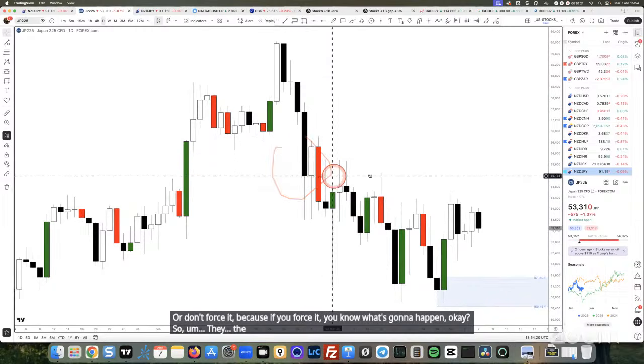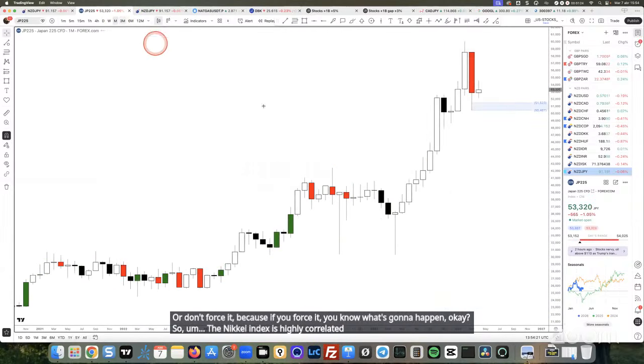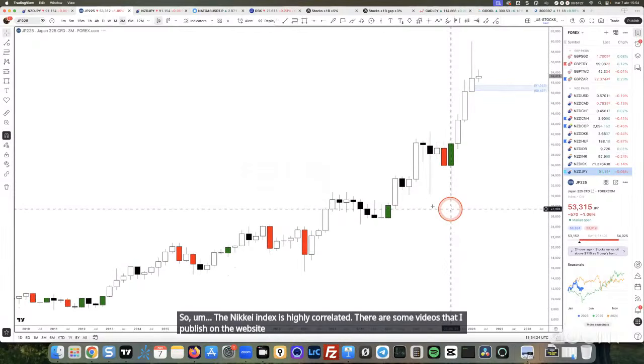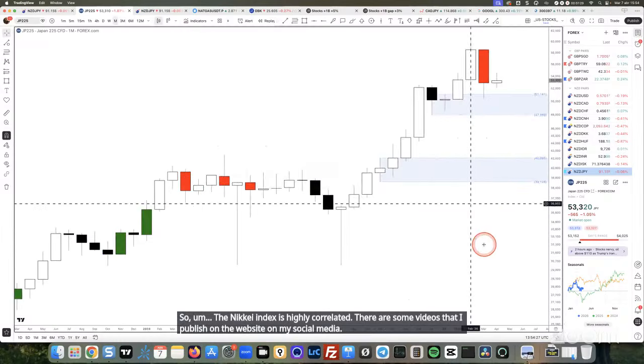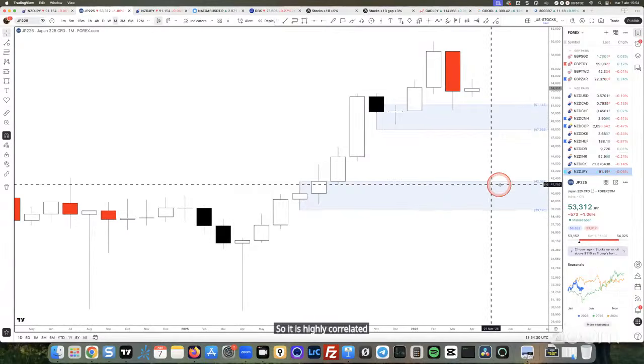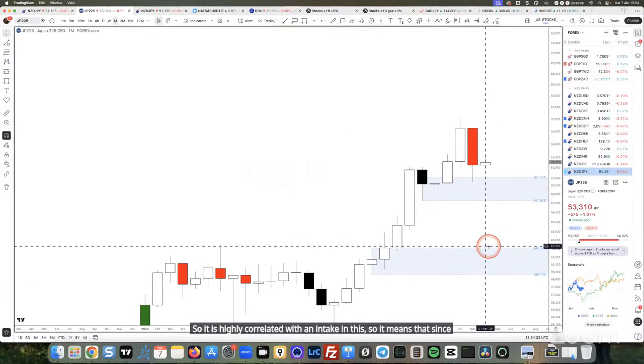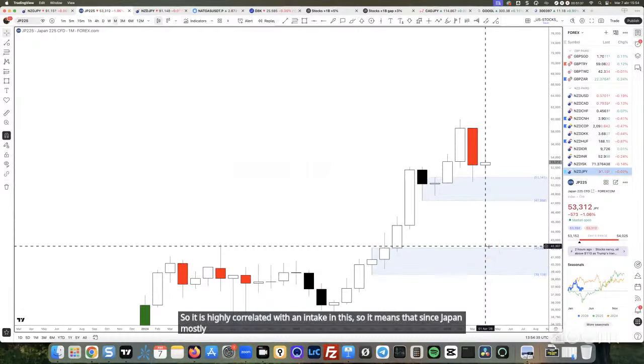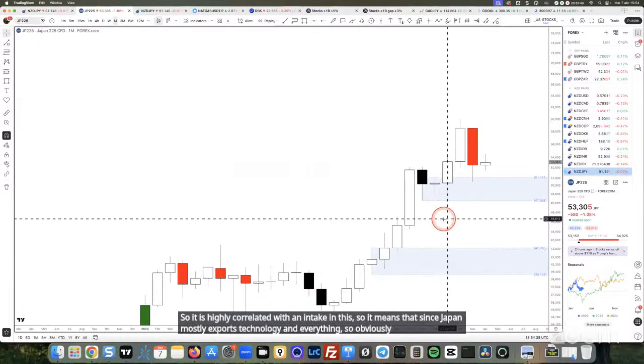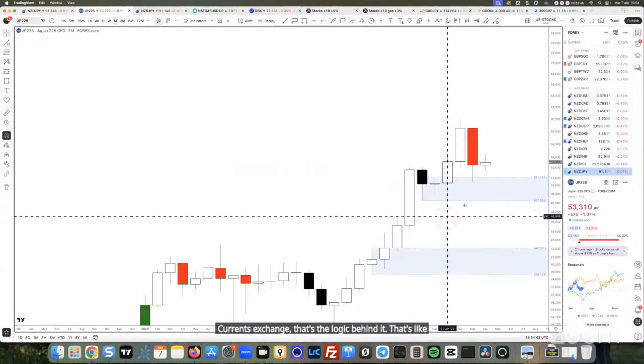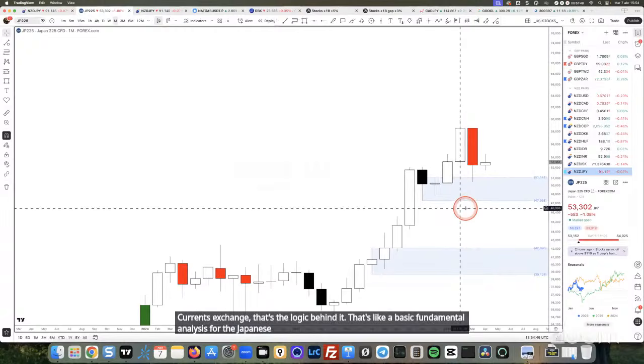The Nikkei index is highly correlated, and there are some videos I publish on the website, on my social media. So it is highly correlated with the Nikkei index. Since Japan mostly exports technology and everything, obviously they depend on currency exchange. That's the logic behind it, okay? That's a basic fundamental analysis for the Japanese yen. They are exporting, so they need a weak yen, because it will be cheaper for other countries to buy from them, since they are mostly selling.